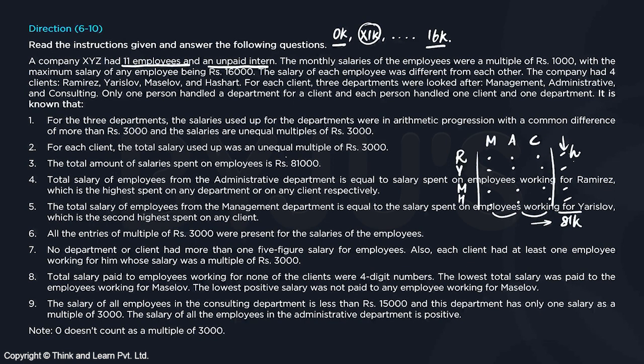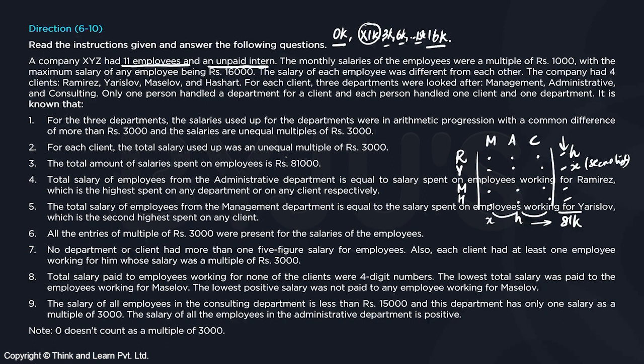So this one is the highest, for admin. The total salary of employees from the management department is equal to the salary spent on employees working for Y, which is the second highest. So this is the second highest. All the multiples of rupees 3,000 are present among the salaries of the employees. So that means 3,000 is one of the salaries, 6,000 is there, and so on up to 15,000. These salaries do exist for sure.